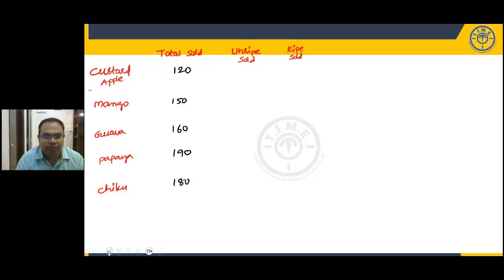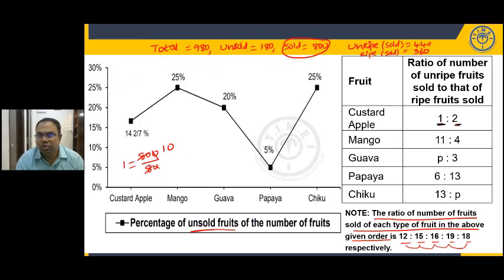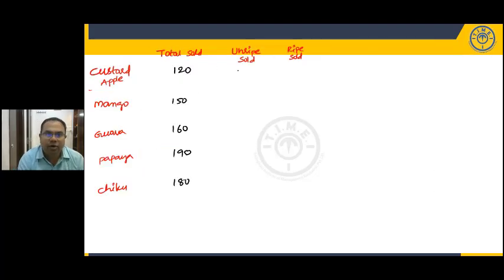Let me look at the ratio now. Custard apple, it is 1:2. So 1/3 is 40. Unripe is 1:2, so 40 means this is 2/3. This is how much? 80. What about mango? 11:4. Total 15 parts. I'm doing it orally instead of writing 11/15 and all those. 150 means one part will be 150/15, 10. So 11 parts 110, 4 parts 40.